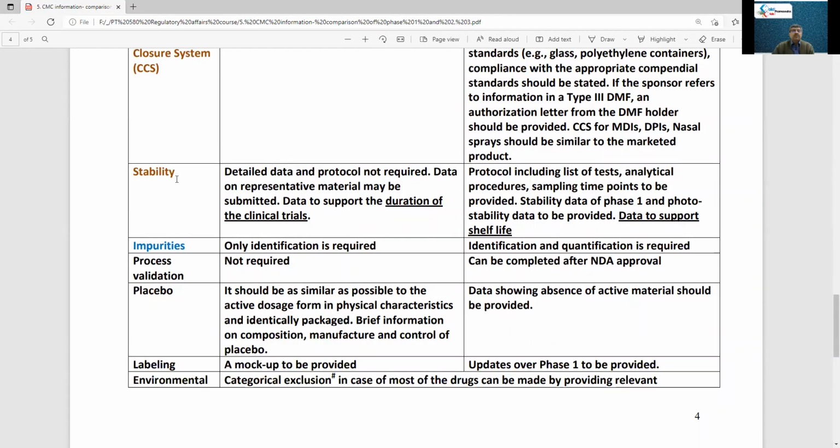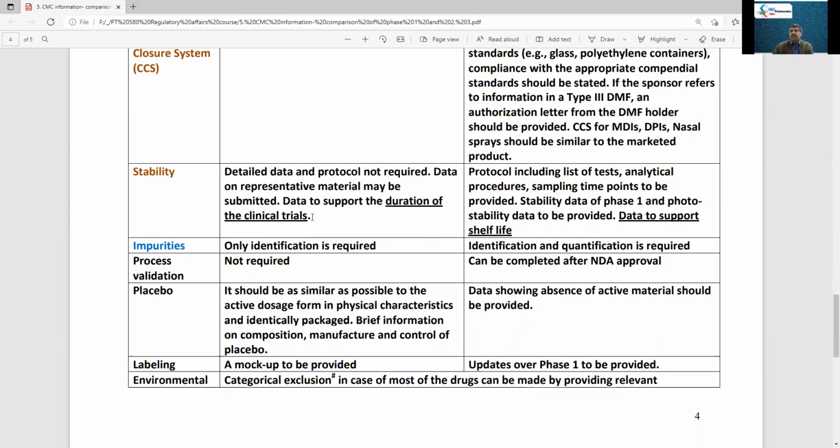Moving over to the stability related information. In the phase 1 IND, in the CMC section, detailed data and protocol is not required. Data on representative material may be submitted, and data to support the duration of the clinical trial is required. So if the clinical trial is only for a 1 month period, you require stability data which is suitable to justify 1 month of shelf life.